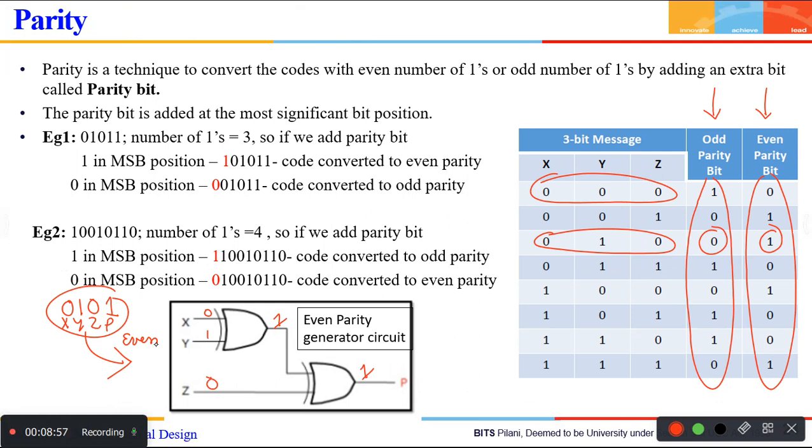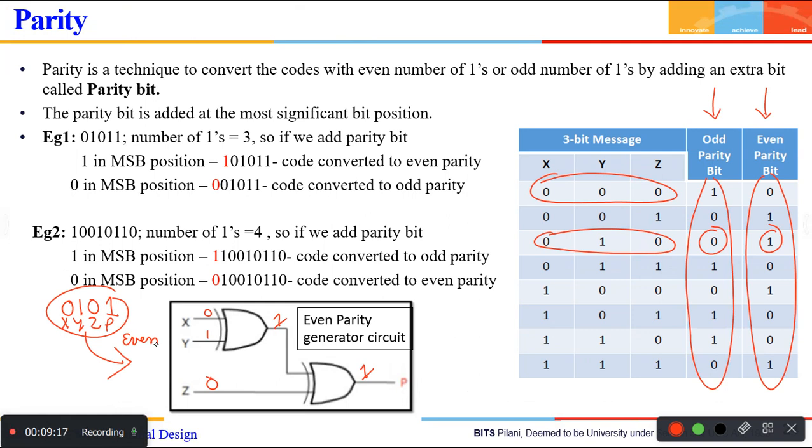Suppose there is an error in 2 bits, what will happen? It may give you even parity once again, and our system says it is correct. It's not. This can detect only a single bit error. If there is only a single bit error, it can detect. Have you understood this? Okay.